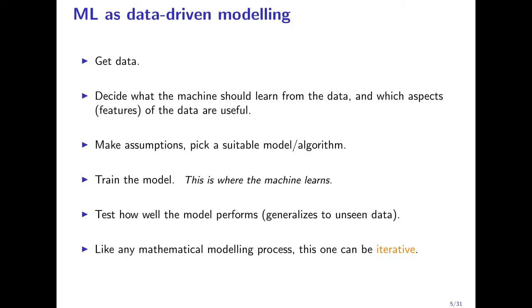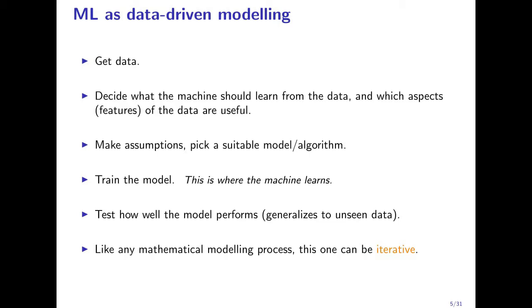Should we make different assumptions, pick different models? We train again, we test it again, we see if we're happy, and we go back. So it's always just an iterative process. Okay, and of course you find this in any mathematical model. So we have to make assumptions to turn the problem into maths. We do the maths, and we see what we get, and then we might go back to our assumptions.